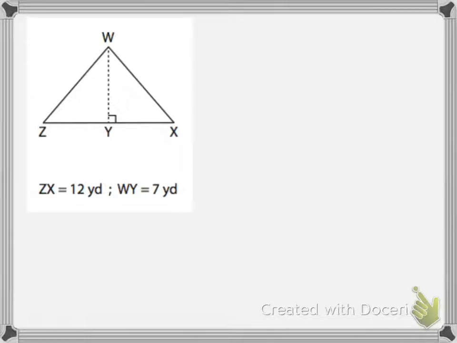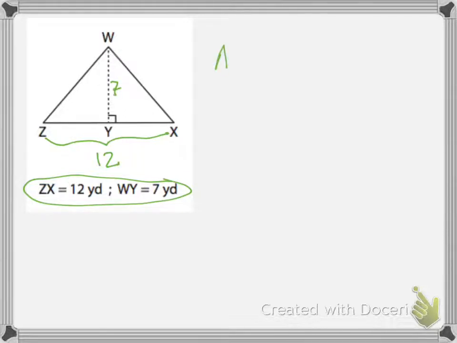So ZX is 12 yards. That's going to be this. And WY is 7 yards. So that's going to be a 7 yards here. So my area is going to be 12 times 7, which is 84 yards squared.